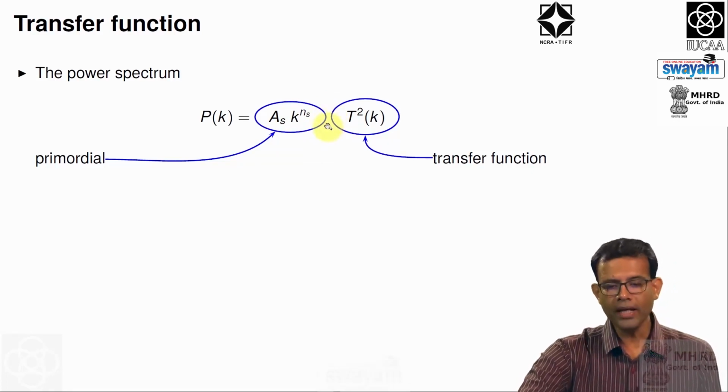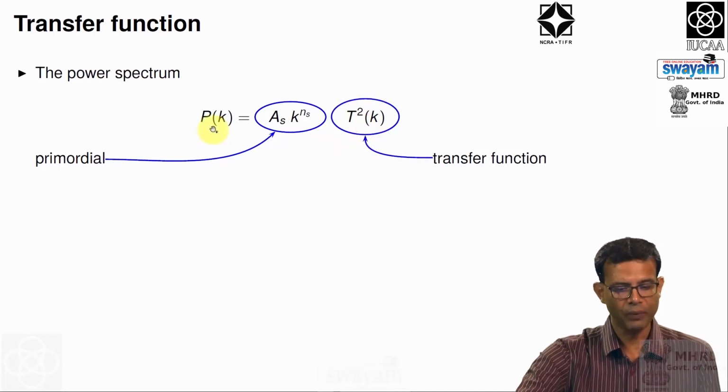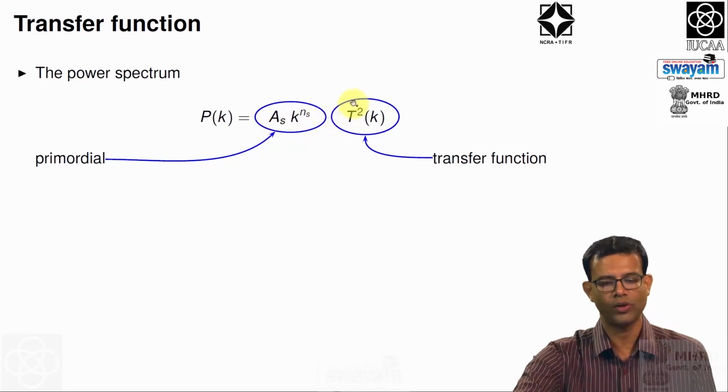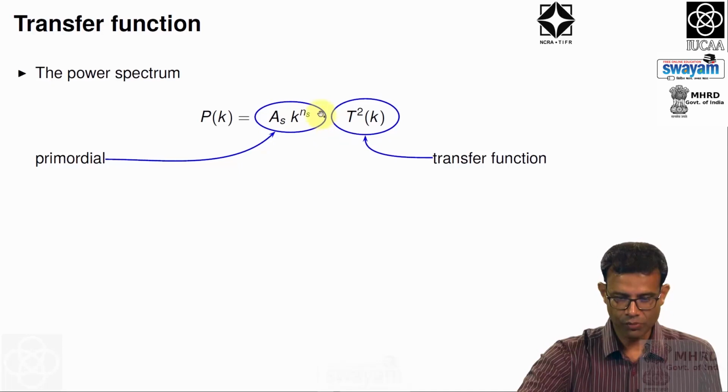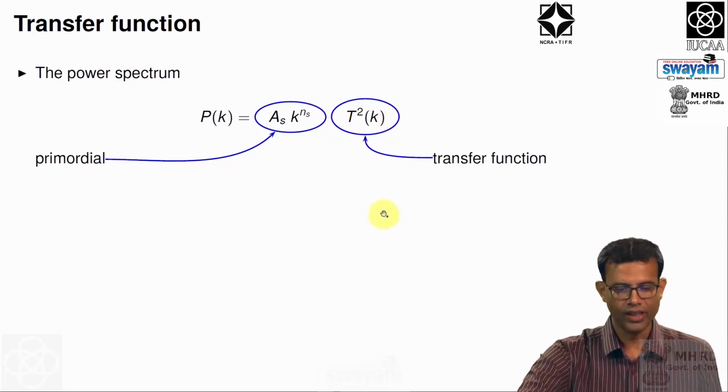Now, there would be many effects which will make the power spectrum change from its primordial form, and all those changes are incorporated through another function called the transfer function, and that is written here. So, the total power spectrum is A_S times k to the n_s times this T squared of k. This part is primordial, this part is what is happening afterwards, and that is called the transfer function.